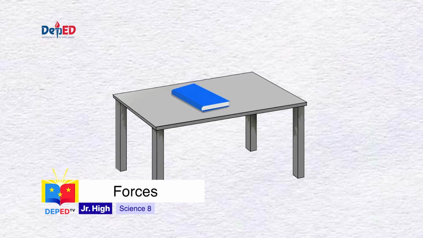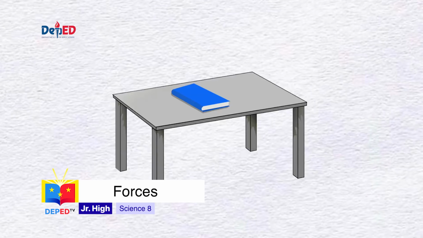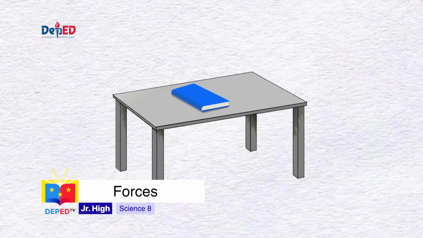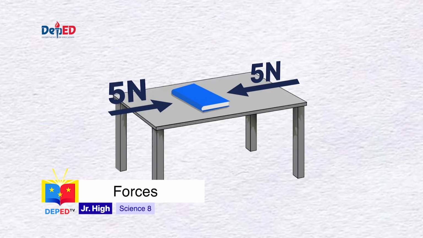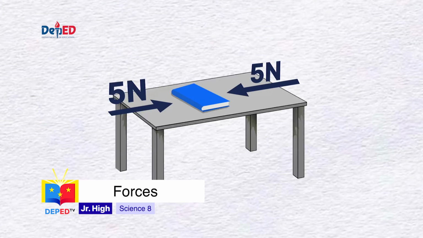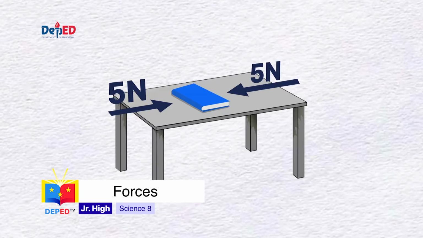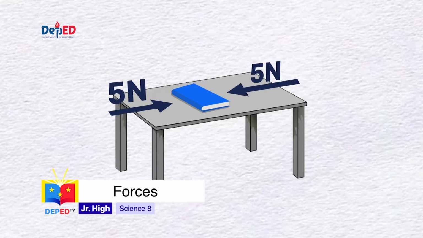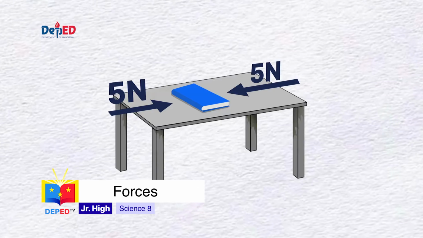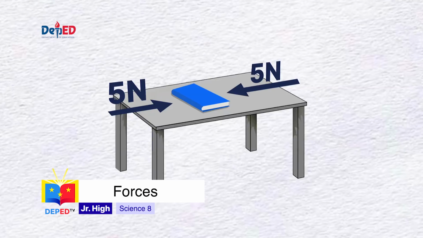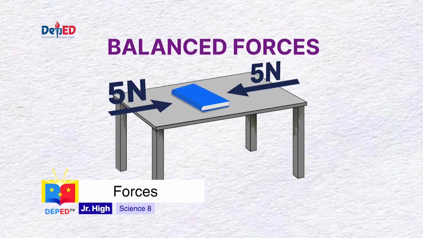Obviously, it is not. Why is this so? That is because the forces are of the same or equal magnitude. Equal magnitude of forces means there is no change in motion. That is why the book remains at rest. This is what we call balanced forces.